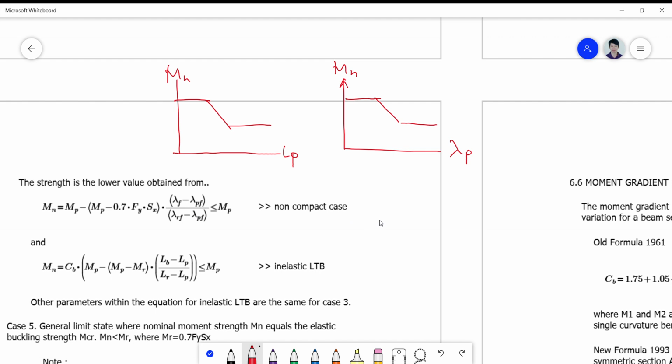So for the non-compact case, or the requirement on compactness, and this is the requirement for lateral bracing.